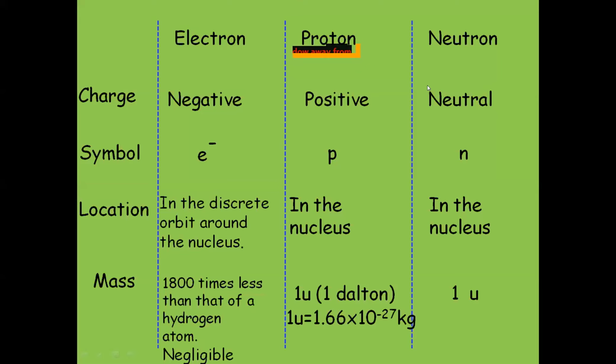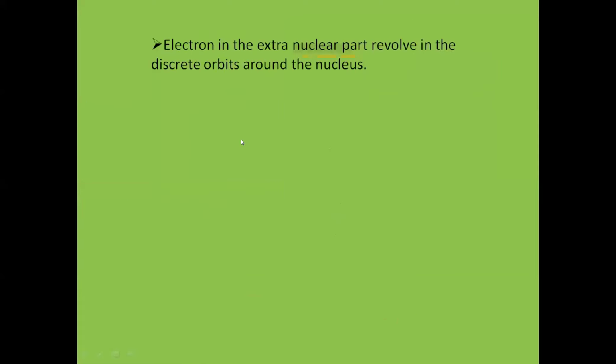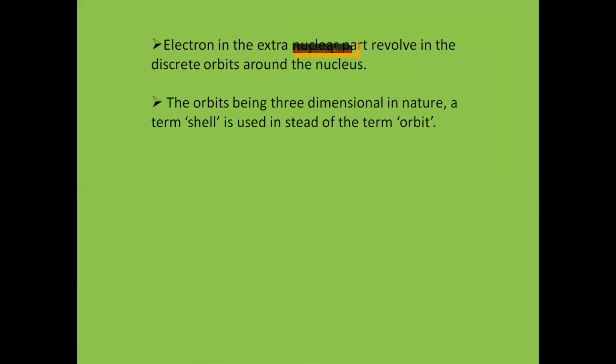So now let me move ahead and understand in detail more about electrons. After knowing about the basics of electrons, protons, and neutrons, we also need to know that electrons revolve around the nucleus in discrete orbits, right? They are present in different orbits, that is the extra nuclear part.